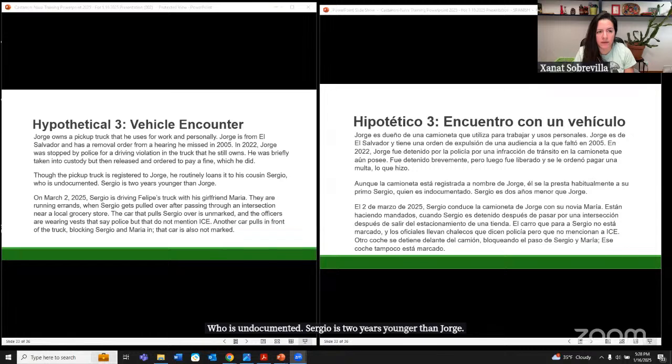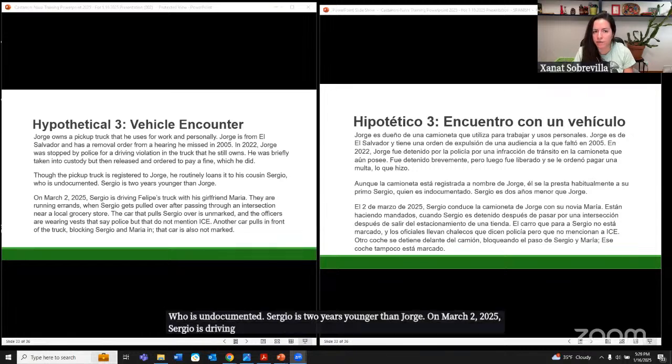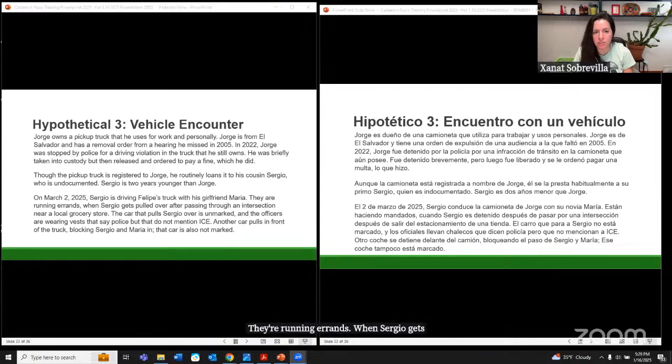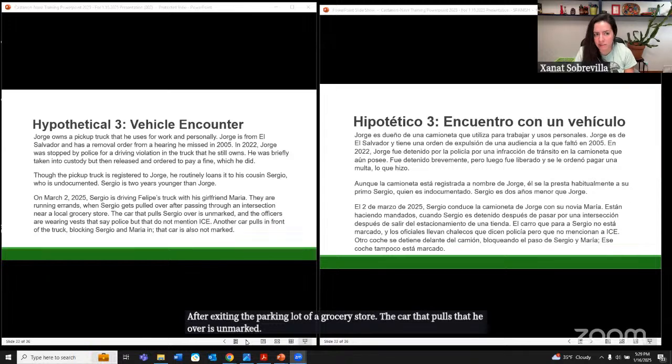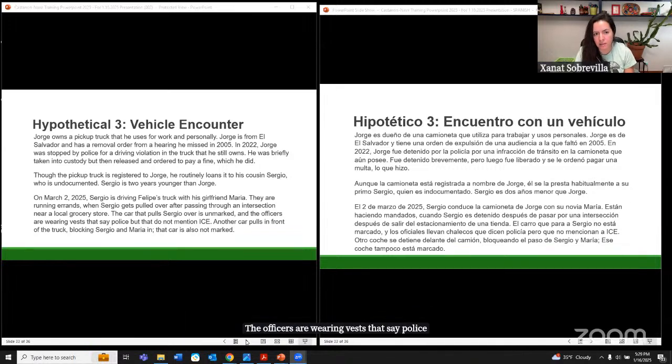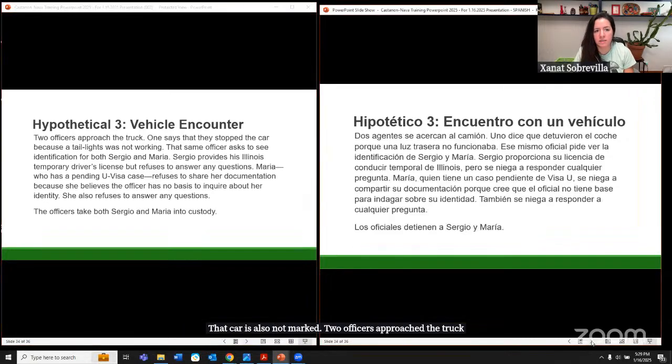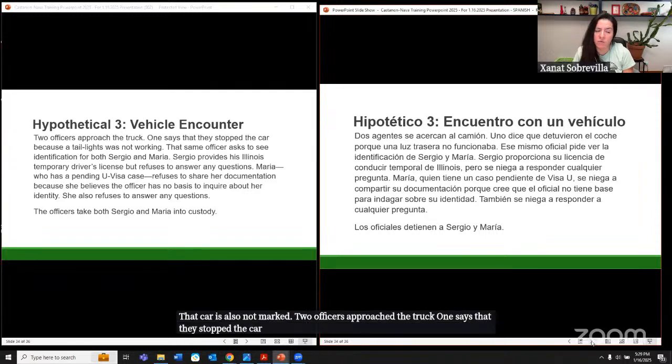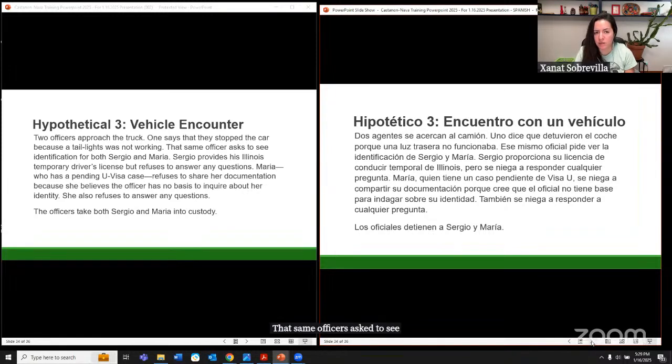On March 2nd, 2025, Sergio is driving Felipe's truck with his girlfriend Maria. They are running errands when Sergio gets pulled over after passing through an intersection after exiting the parking lot of a grocery store. The car that pulls Sergio over is unmarked. The officers are wearing vests that say police, but that do not mention ICE. Another car pulls in front of the truck, blocking Sergio and Maria in. That car is also not marked. Two officers approach the truck. One says that they stopped the car because the taillight was not working. That same officer asks to see identification for both Sergio and Maria.